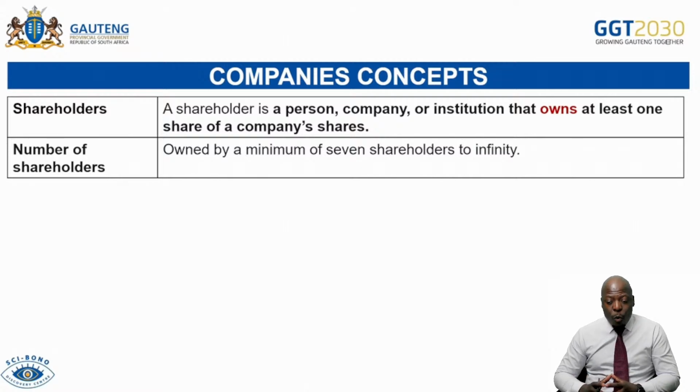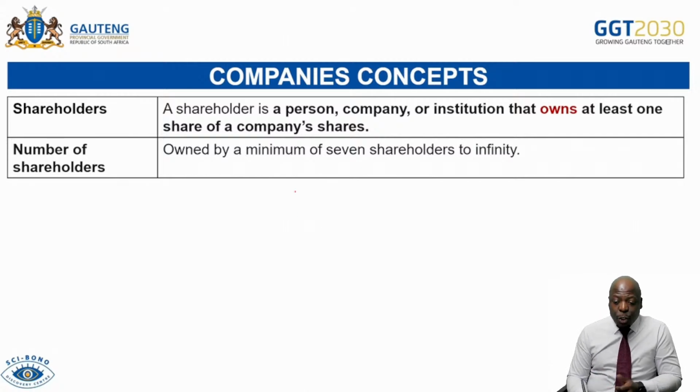And the number of shareholders in our public companies. So remember, we're doing what are known as public companies. And then the number of shareholders in these public companies has to have a minimum of 7 and up to infinity.